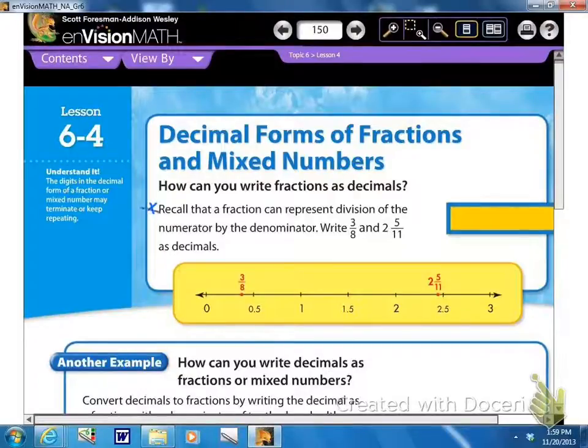It says recall, or remember, that a fraction can represent division of the numerator by the denominator. And they want you to write 3/8 and also 2 and 5/11 as decimals. They show you on this number line where 3/8 would fall, and then here's one whole, 2 whole, and where 2 and 5/11 would fall. Let's look at the next page.